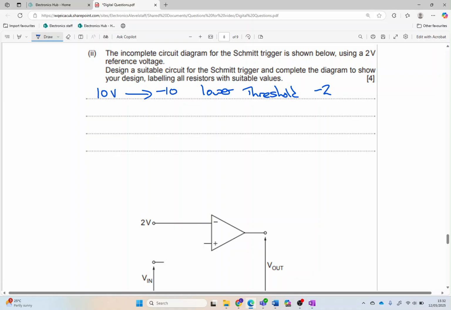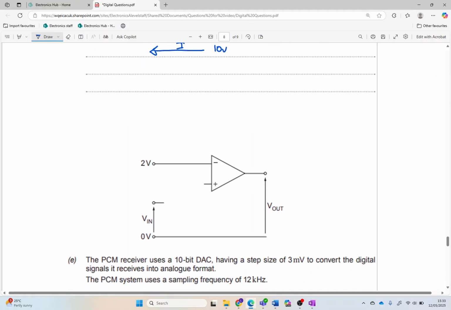In terms of where current is, if I've got 10 volts out, current is going in that direction. I haven't drawn on my circuit, so we're going to have a resistor there, we're going to have a feedback resistor like so, and that point is going to be connected to there. I'm going to call that R1, I'm going to call that R2. Now, the ratio of the two resistors is going to equal the ratio of the voltages across the two resistors.